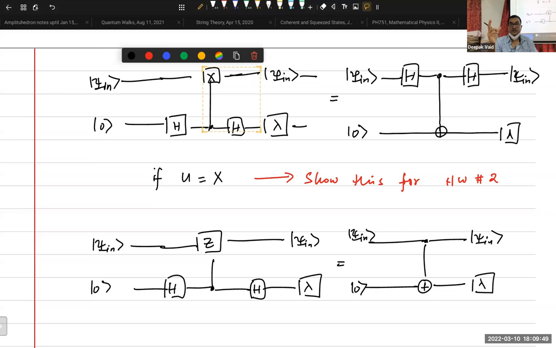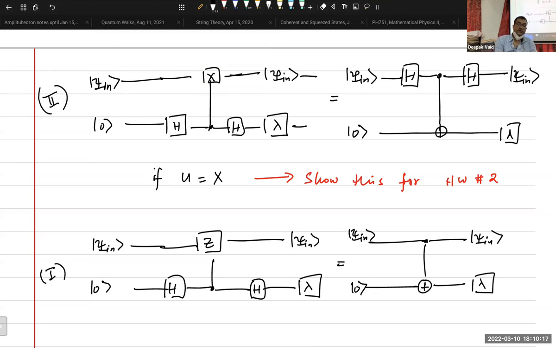In the Hadamard basis, what happens to the X operator? It becomes the Z operator. It becomes diagonal. The plus and minus states are eigenstates of the X operator. No? Maybe you are all reaching saturation now. I would call this the first identity that you should prove, and then the second identity will follow as a consequence.